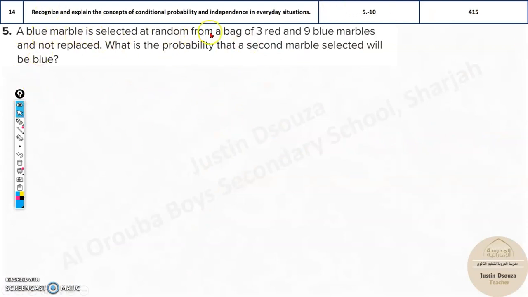A blue marble is selected at random from a bag of 3 red marbles and 9 blue marbles and not replaced. This is a very important thing. Let me explain to you what exactly not replaced means. Now imagine you have a bag of chocolates. There are 3 red chocolates. Now imagine there are 3 friends over here. You have 3 friends standing.